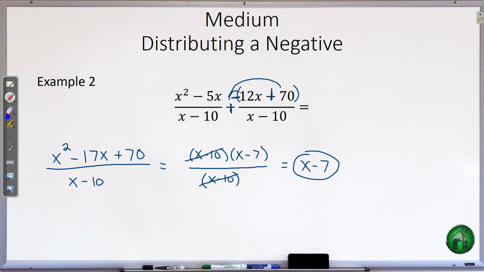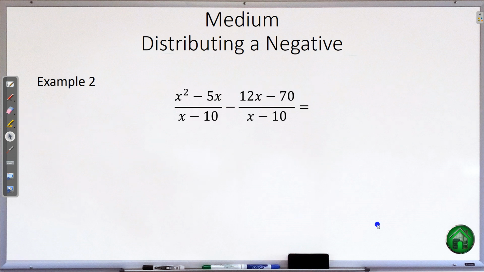So that one is very similar to the easy ones. The only difference is if you have subtraction, you do have to distribute that negative to the terms behind it, and then you add them and combine them just like usual. All right, so that's sort of the medium type of problem.